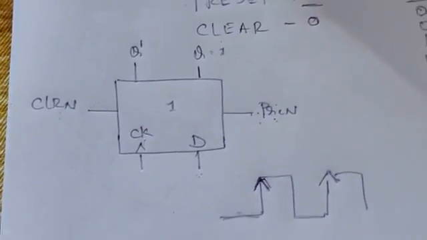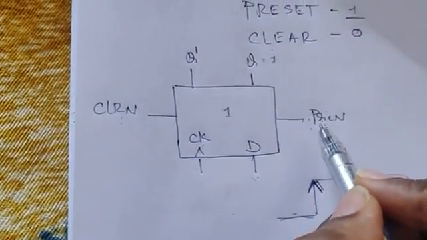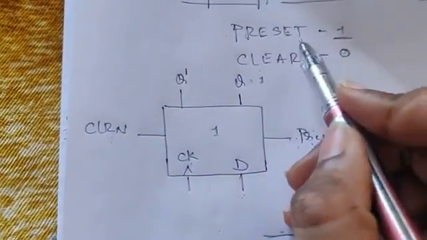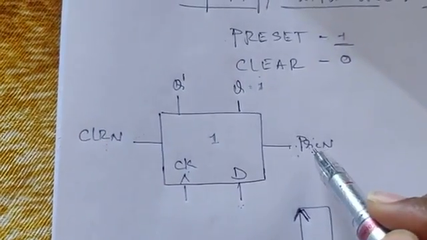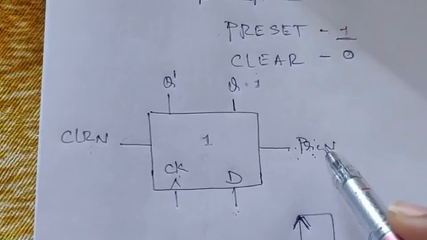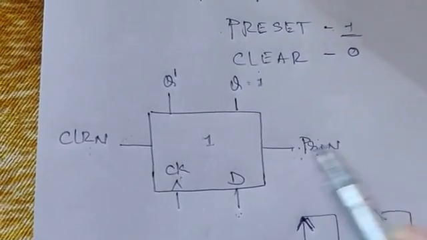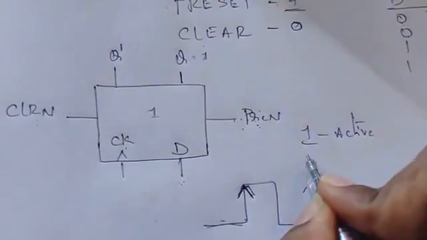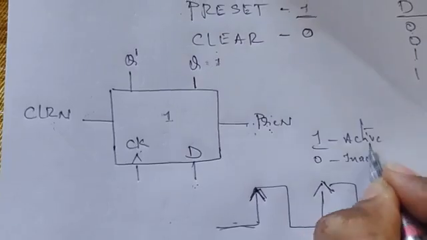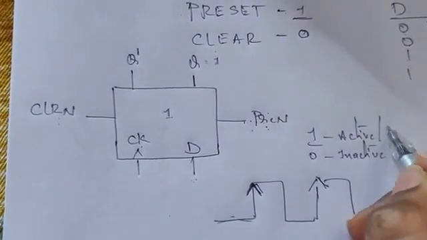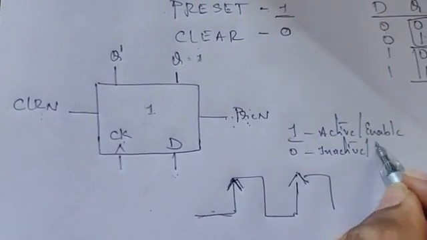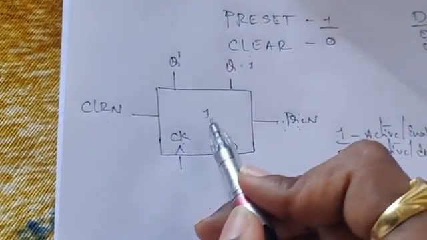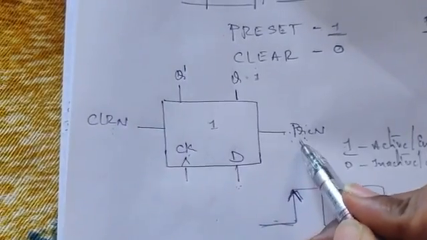Right now, if you want to make preset active, if you want to set Q to 1, preset means 1, it is going to set the flip-flop to 1, then you are supposed to enable preset. You are supposed to switch on the preset, make this preset active. Active is nothing but 1, right? 1 is active, 0 is inactive. 0 is disable, you know these things, right? 1 is high, 0 is low. If you want to set preset to 1, you should make preset active and clear inactive.